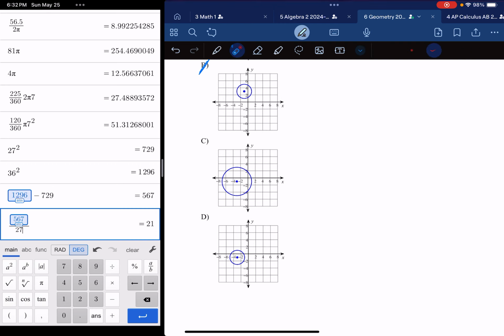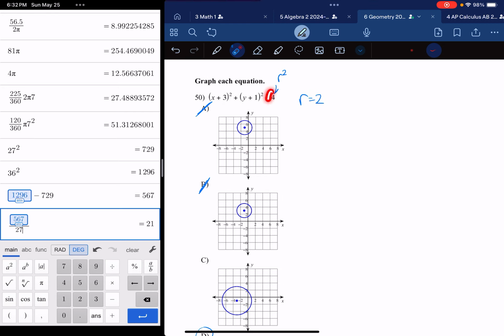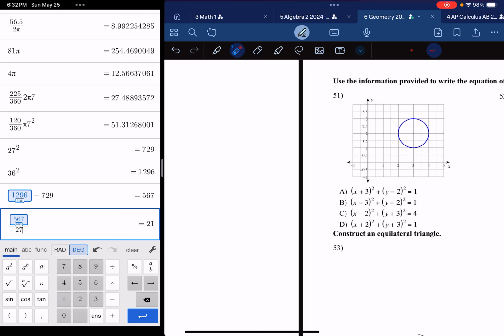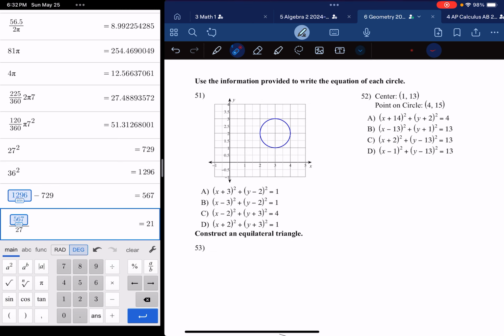Therefore, the radius is going to be 2. If I go up 1, 2, therefore the answer is going to be D. This one went up 1, 2, 3, 4. This one happens when you forget to square root that last number over here to get your radius. Super tricky.